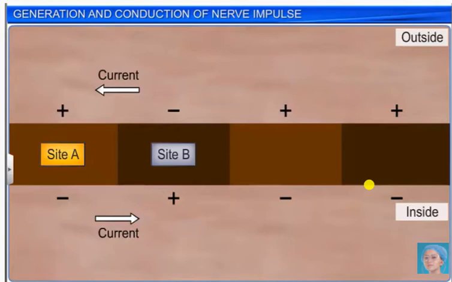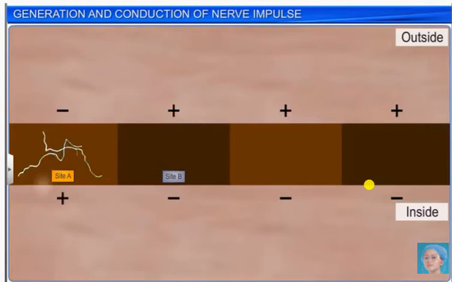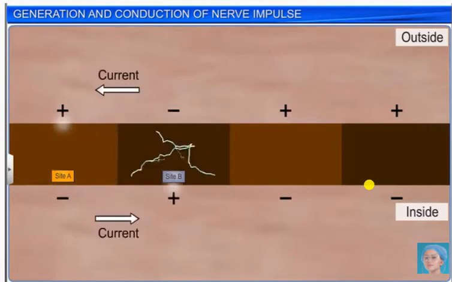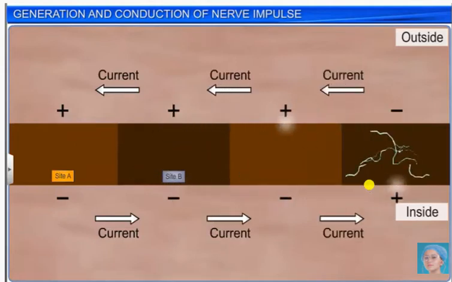This reverses the polarity at the site, and the action potential is generated at site B. Thus, the impulse generated at site A arrives at site B. The sequence repeats along the length of the axon for the impulse to be conducted.